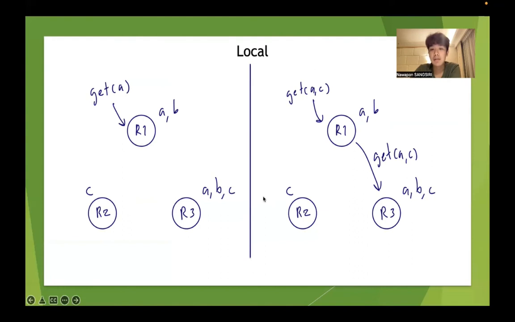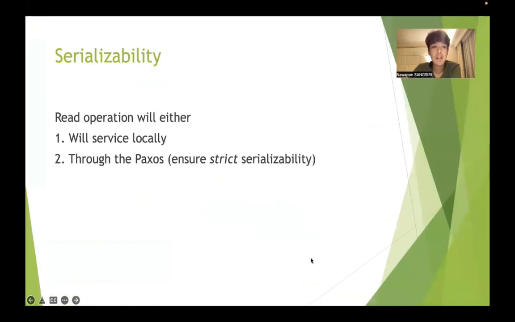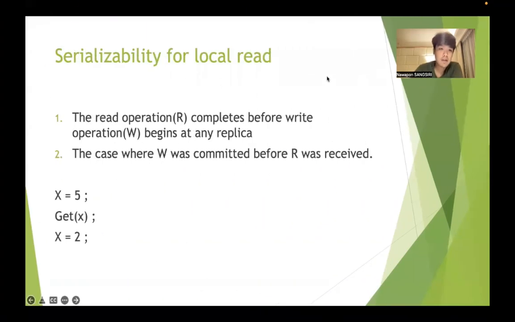So that is about the read-only operation. The next part is how we can guarantee the consistency. The special one is the read-only operation, right? So we have two cases. If everything goes to Paxos, that ensures the consistency because the Paxos protocol ensures consistency. But if it is served locally, how do we ensure this? We have two cases to consider. The first one is a read operation that finished before the write operation began. And the second one is the write operation was committed before the read operation began.